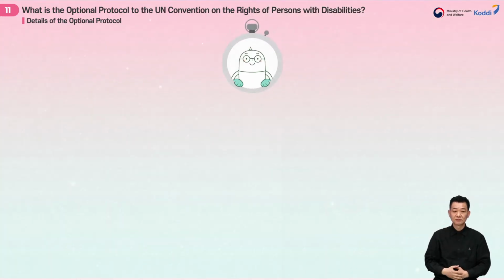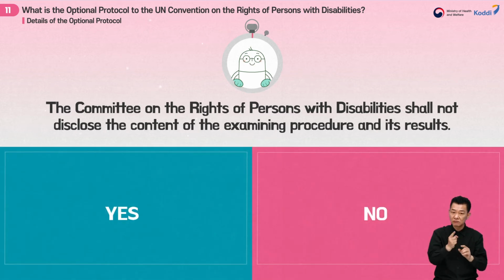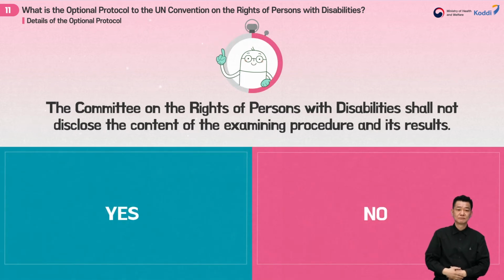Shall we solve a quiz? The Committee on the Rights of Persons with Disabilities shall not disclose the content of the examining procedure and its results. Is it correct or wrong? What is your answer?